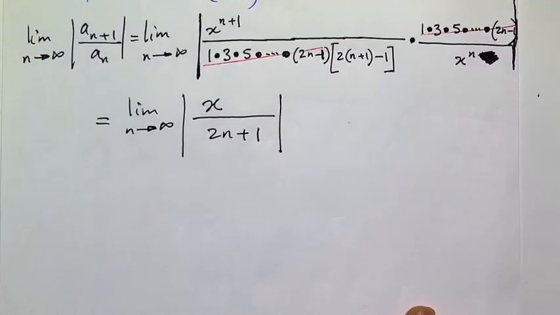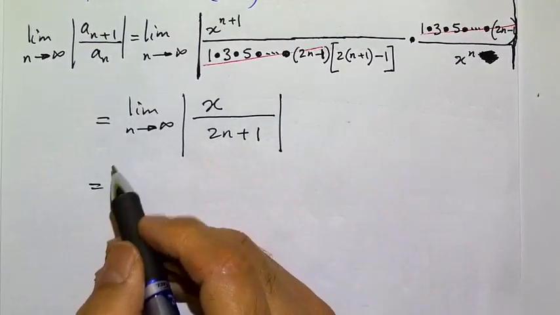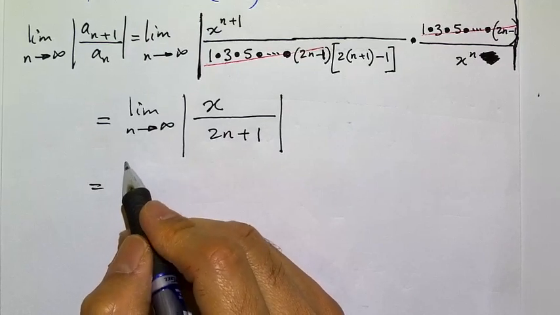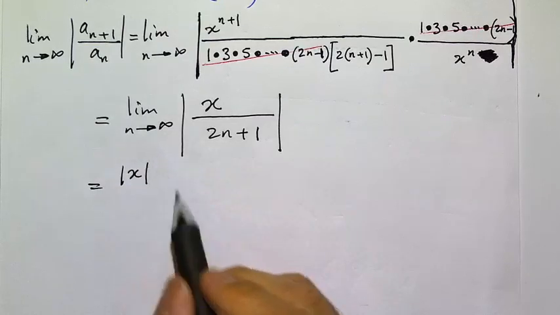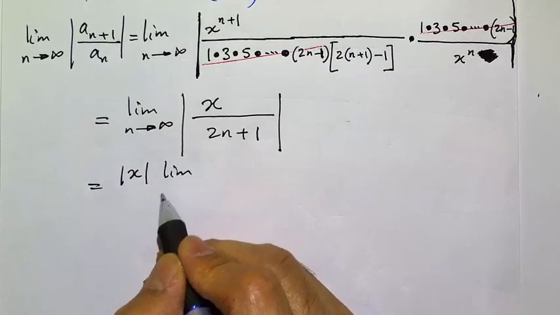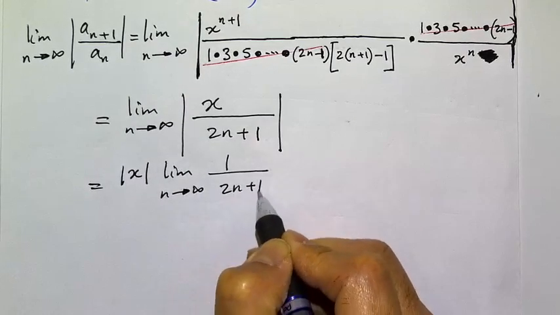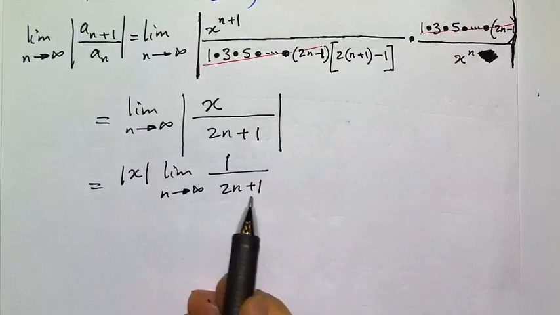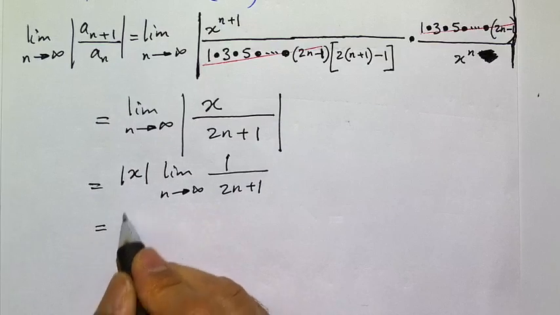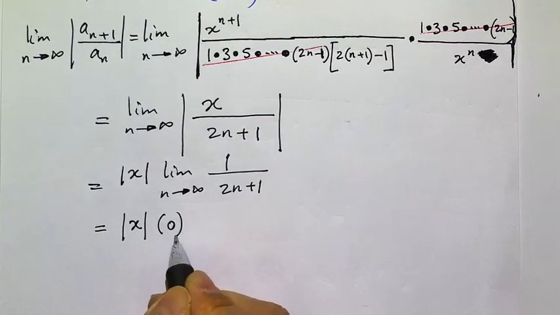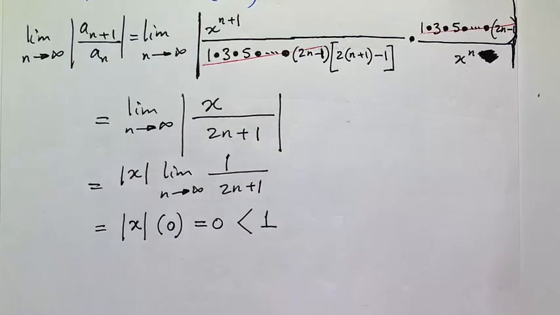Okay. So x has nothing to do with n. We can pull out the absolute value of x, times the limit as n goes to infinity of 1 over 2n plus 1. Of course, if you apply the limit to this expression, this will be 0. So we will have absolute value of x times 0, which will be 0, and that'll be less than 1.